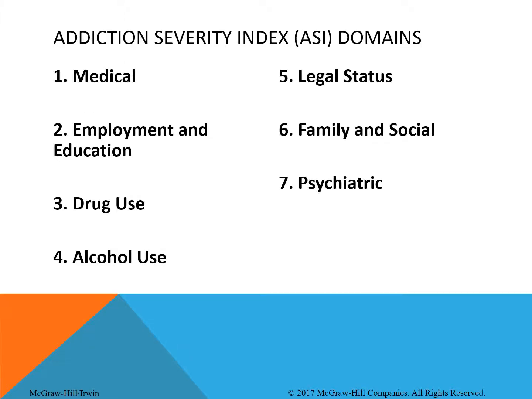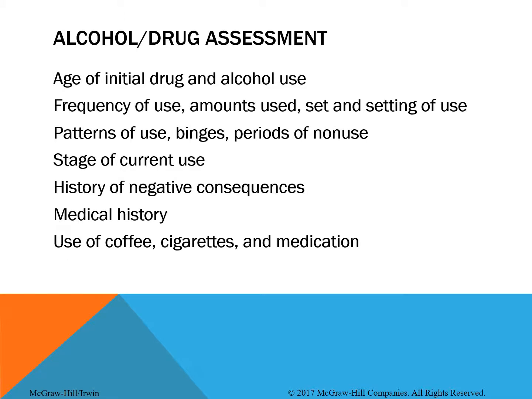The 7 domains or areas of life covered by the Addiction Severity Index are medical, employment and education, drug use, alcohol use, legal status, family and social issues, and psychiatric. See the ASI versions in the Files menu under Handouts and under Chapter 4 on Screening and Assessment Tools.